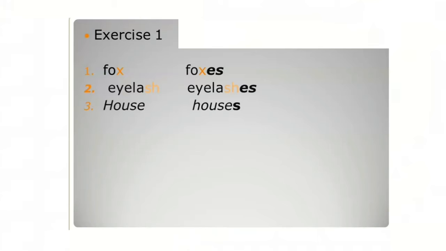Exercise 1. Write these nouns in the plural form. Number 1. Fox. How do we change the noun fox? إذا بنتذكر الrule, it ends with letter x. So whenever I have a noun that ends with letter x, how do I change it? I have to add es. Number 2. Eyelash. This noun ends with sh. Also, whenever I have a noun that ends with sh, I have to change it into the plural form by adding es. Number 3. House, houses. I only add s to house.